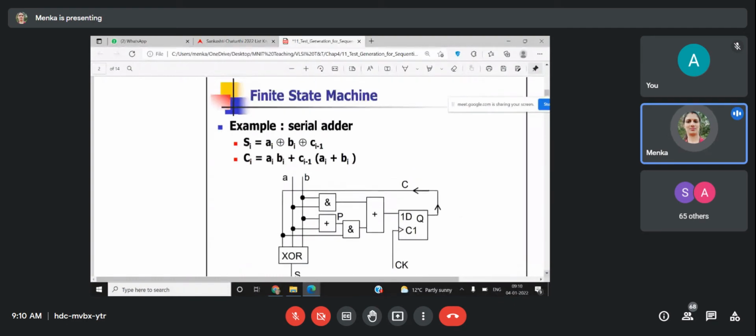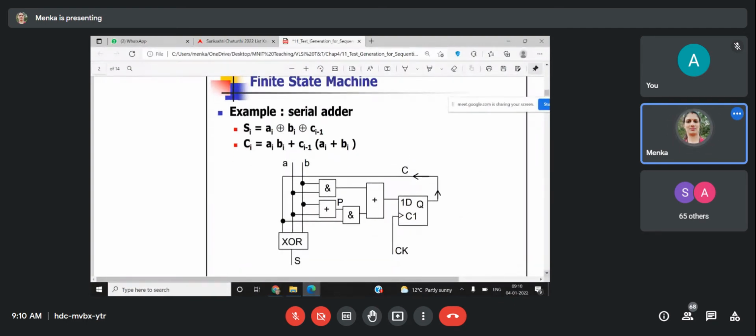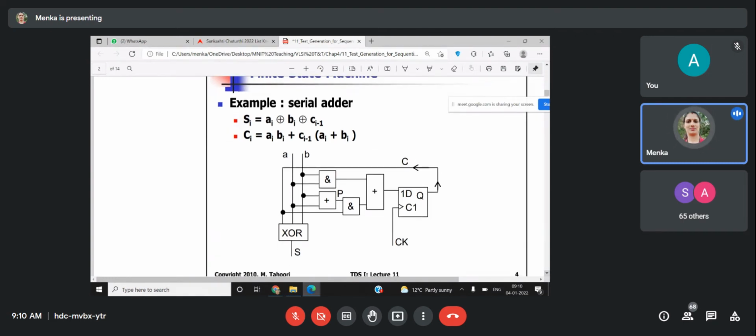So this is the example we are going to take. We are going to take a simple serial adder. This is a 1-bit full adder. This is the sum for the 1-bit full adder: Ai XOR Bi XOR Ci-1. This is the logic for sum.